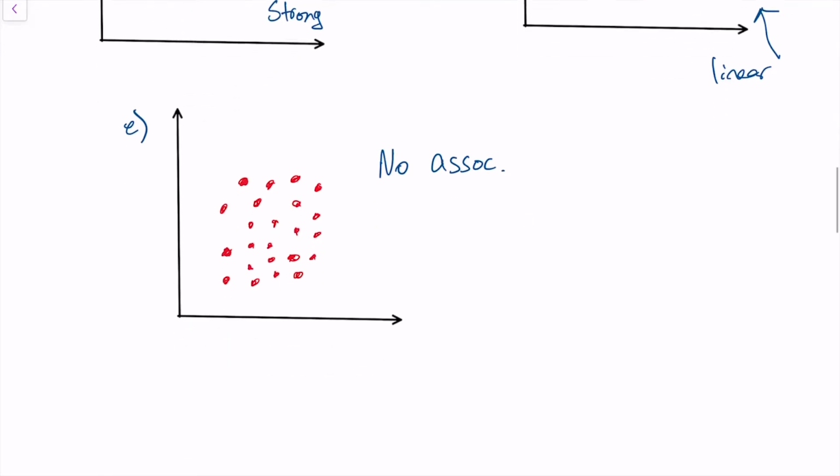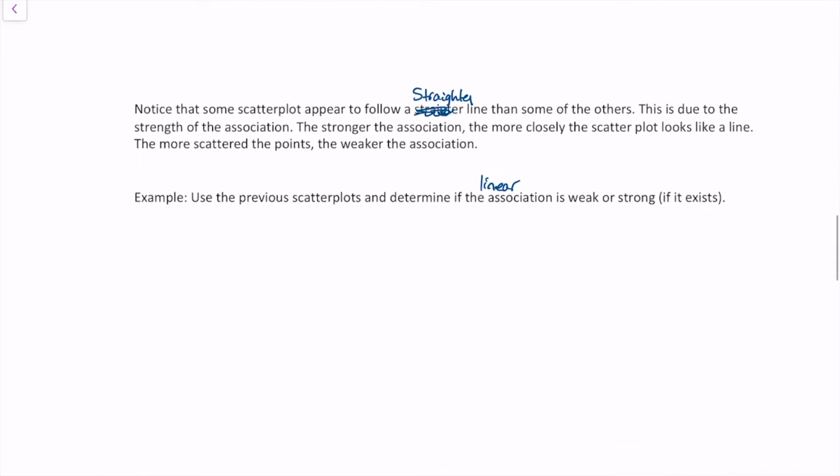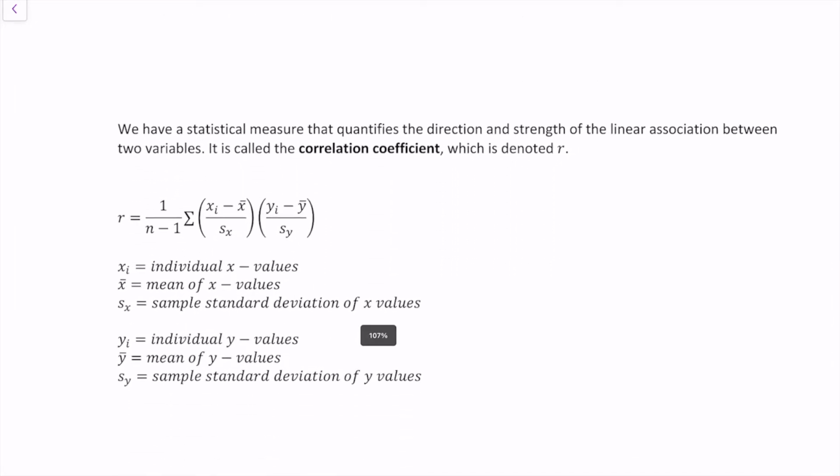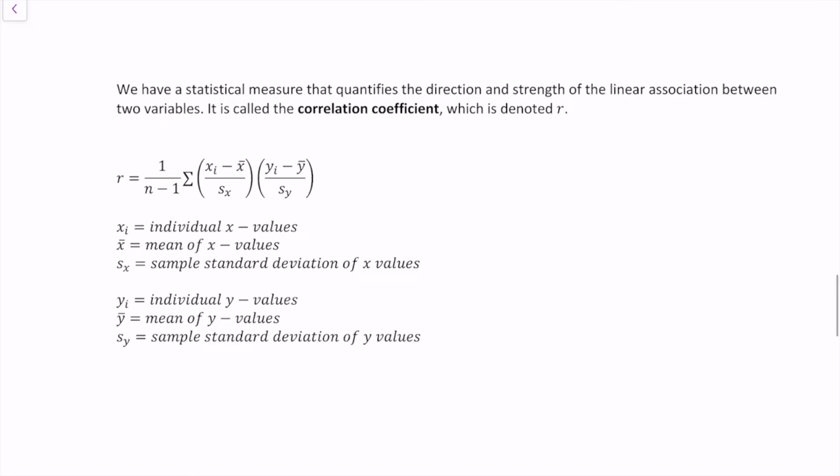Okay, so it's kind of subjective if you think about it, right? To look at a graph and say, I don't know if it's weak or strong, kind of in between. Well, thankfully, there is a statistical measure that will quantify the direction and the strength of the linear association between two variables. It is called the correlation coefficient, and we give it the symbol R. So the correlation coefficient is numerical, it's going to be a number, okay? In fact, it's going to be a number between -1 and 1.